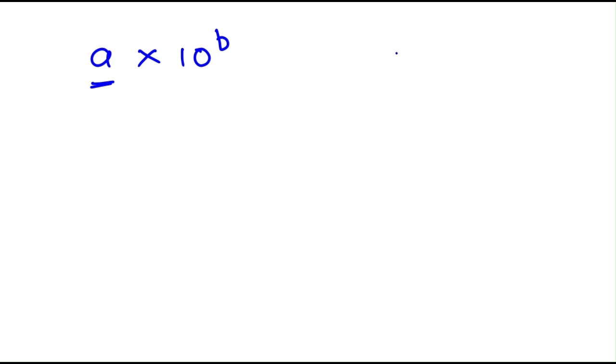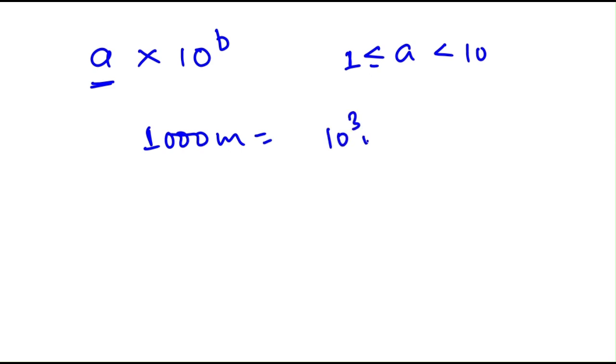So you can say this a should be less than 10 and generally greater than 1 that we write, because if we have 1000 meter, we can write it as 10 to the power 3 meter also. No matter, if we are writing 1 into 10 to the power 3 meter, this is also good. But generally we avoid writing 1 into something, we write only the order here. So a should be greater than or equal to 1 and less than 10, because if it comes to 10 then we can raise the power by 1 here, and then b should be any integer.